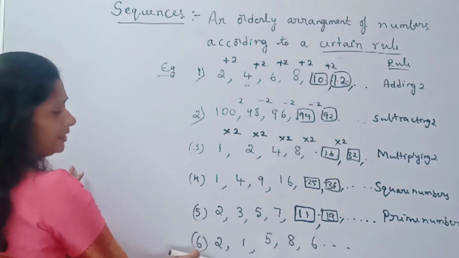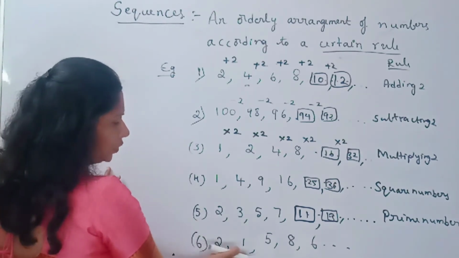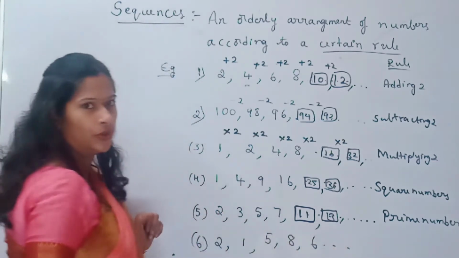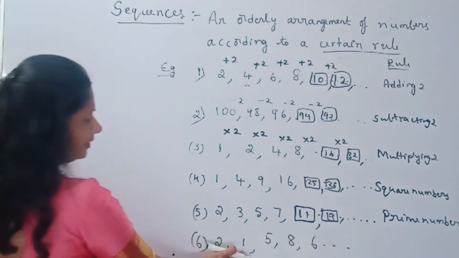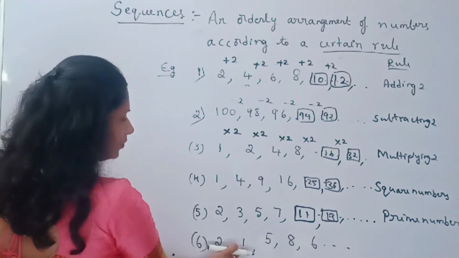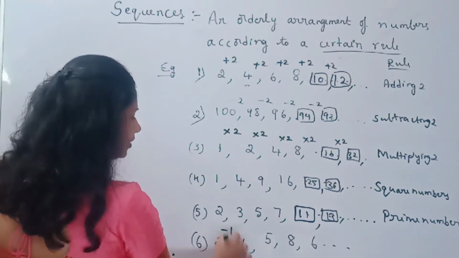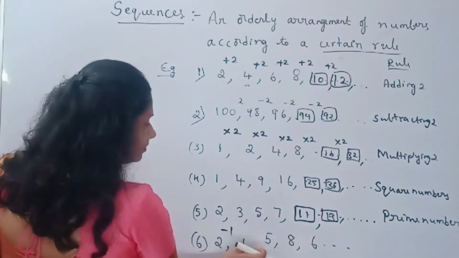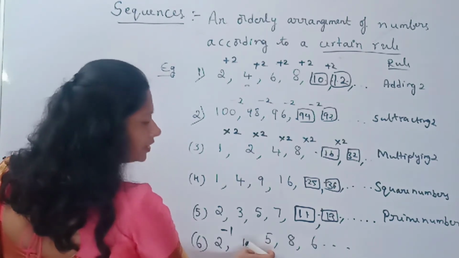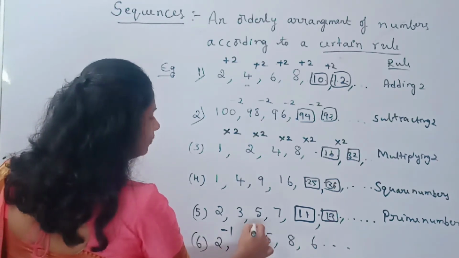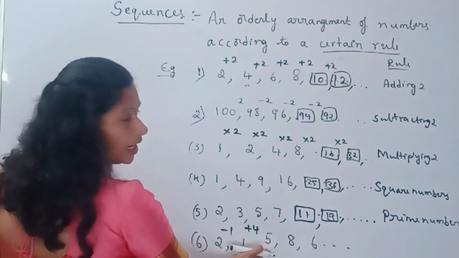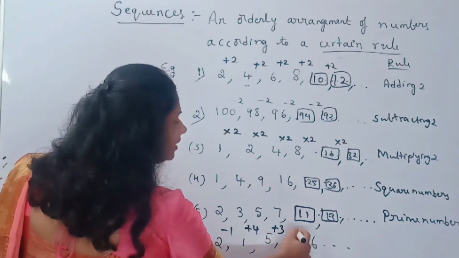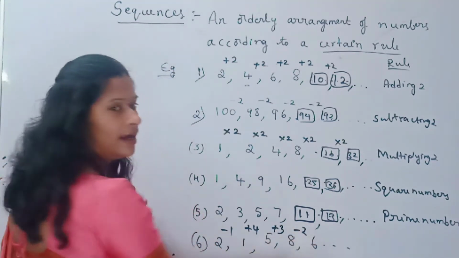So the last example: 2, 1, 5, 8, 6 and so on. See the second term, 1. How will I get 1 from 2? If I subtract 1 from 2, I'll get 1. Next, from the second term to the third term, how will I get it? If I add 4 to 1, I'll get 5. Again 5 plus 3 is 8. 8 minus 2, I'll get 6 and so on.